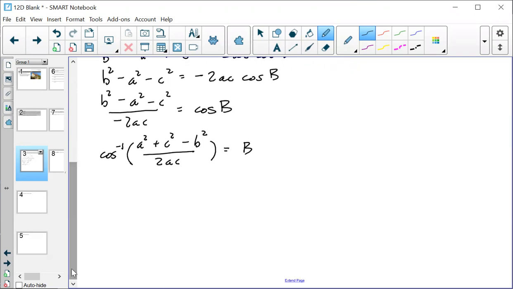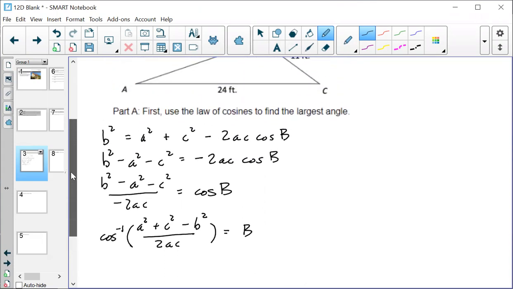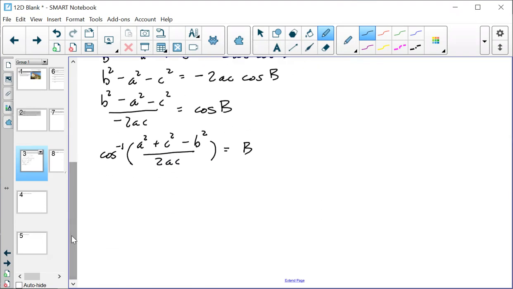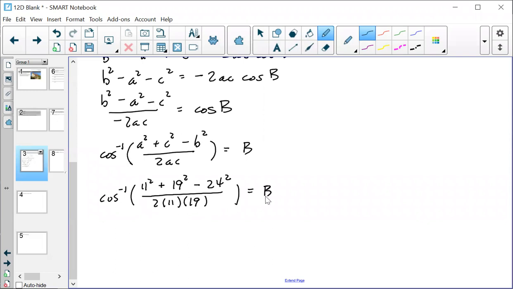So if we start plugging in some of the numbers that are given to us, I'm going to scroll back up to the picture, the 11, the 19, the 24, the lengths of the sides of the triangle. We have the arc cosine of 11 squared plus 19 squared minus 24 squared over 2 times 11 times 19. This is still equal to the angle B. When we plug this into our calculator, I get B is equal to 102.9958, and it goes on, but degrees.